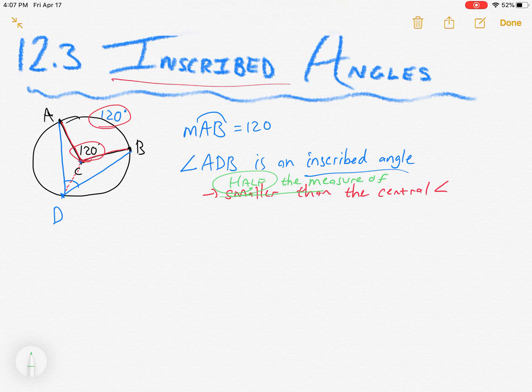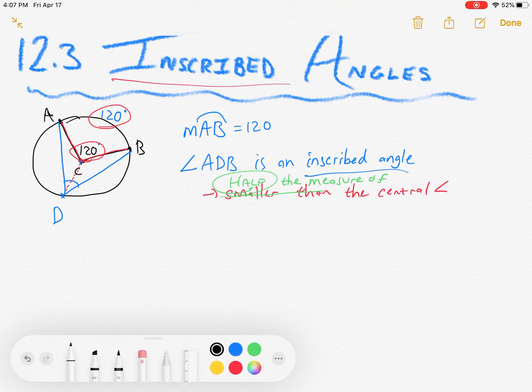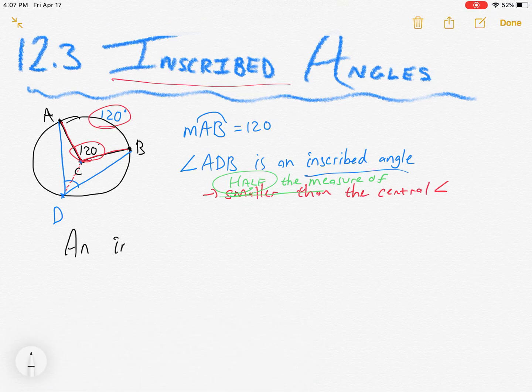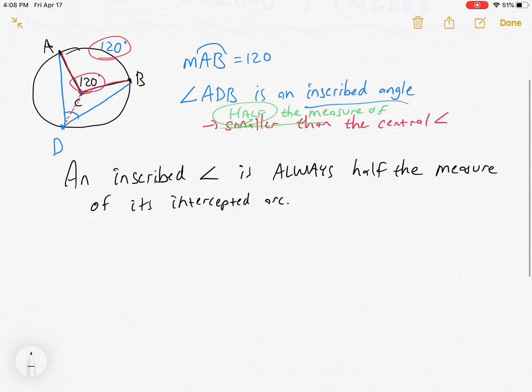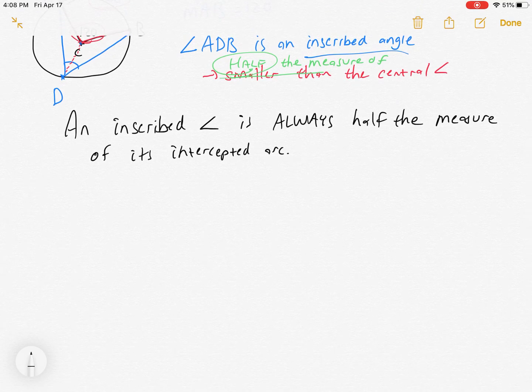We're going to have two other subtopics, but they all fall under this same idea. So an inscribed angle is always half the measure of its intercepted arc. Write that down. An inscribed angle is always half the measure of its intercepted arc. Okay? Big idea.